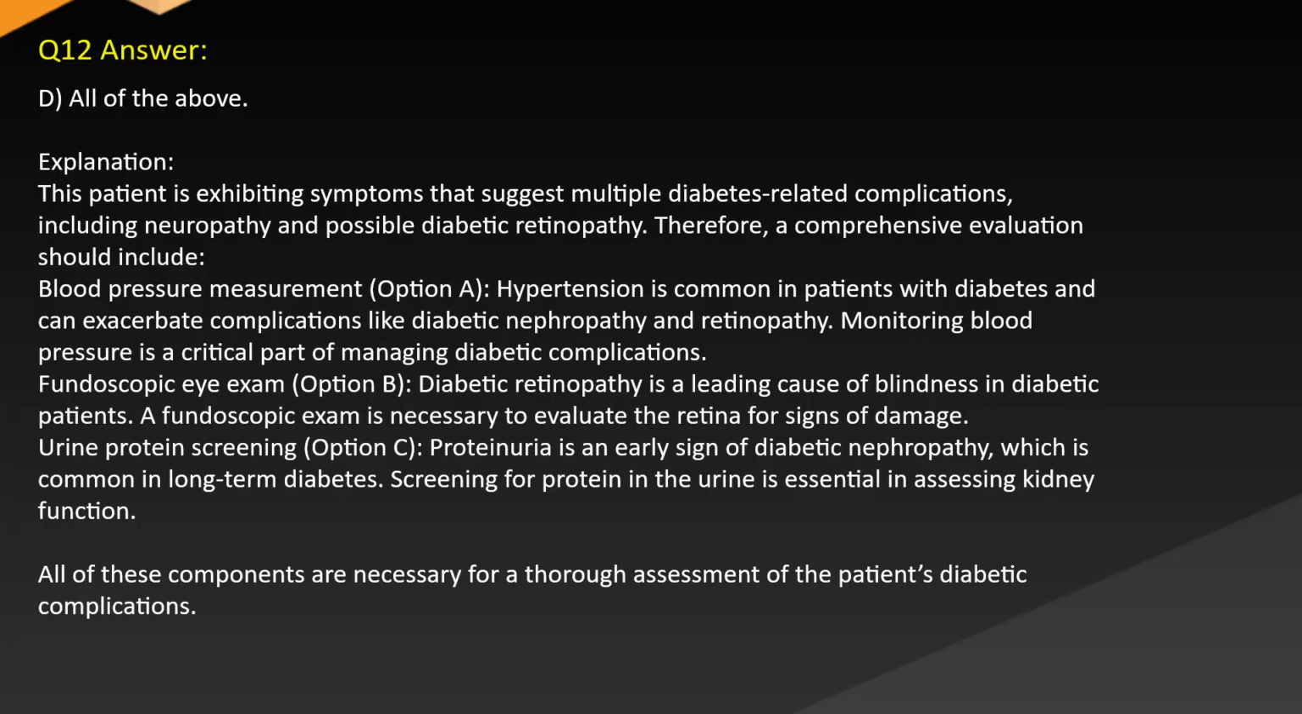Fundoscopic eye exam, Option B. Diabetic retinopathy is a leading cause of blindness in diabetic patients. A fundoscopic exam is necessary to evaluate the retina for signs of damage. Urine protein screening, Option C. Proteinuria is an early sign of diabetic nephropathy, which is common in long-term diabetes. Screening for protein in the urine is essential in assessing kidney function. All of these components are necessary for a thorough assessment of the patient's diabetic complications.